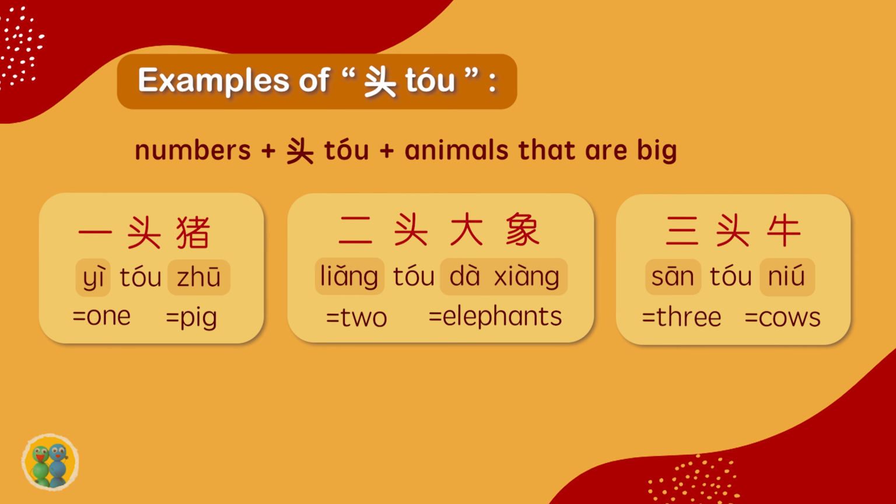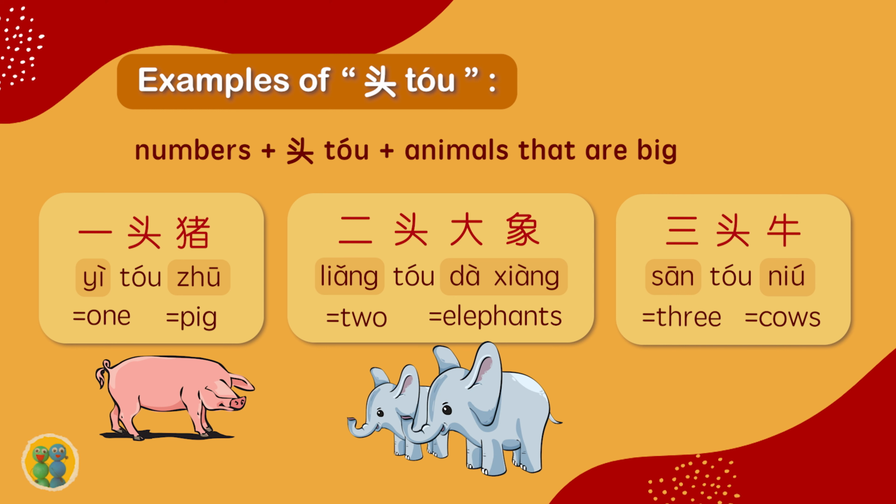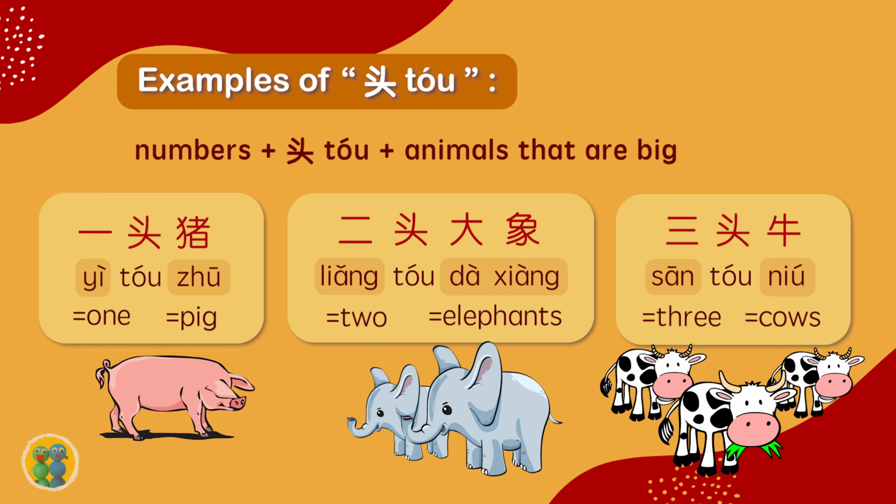Examples of 头. 一头猪, 一 means one, 猪 means pig. 两头大象, 两 means two, 大象 means elephants. 三头牛, 三 means three, 牛 means cows.